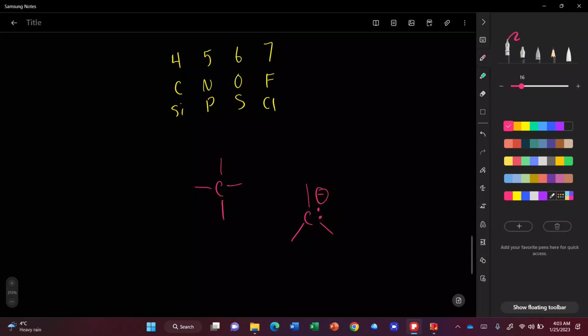If carbon did not follow the octet rule, it would just be a carbocation. And it would be a carbocation because from a formal charge perspective, this carbon down here only has 1, 2, 3 electrons, and it wants 4. So that is positive from a formal charge perspective and from an octet rule perspective.